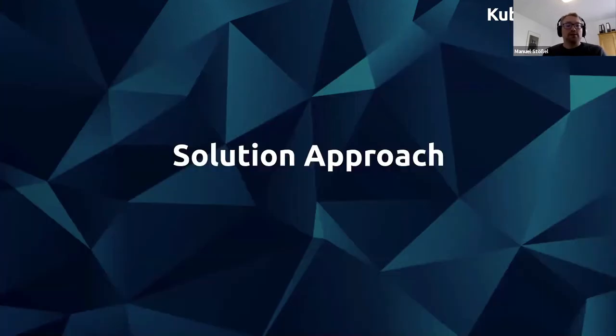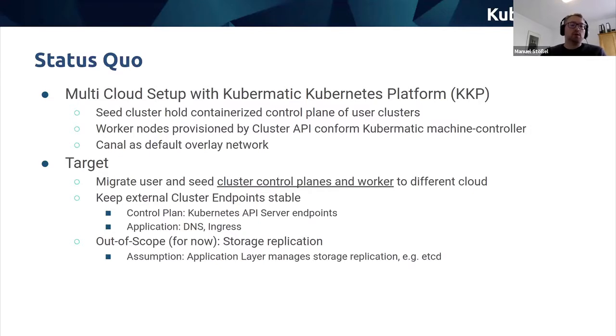So how do we solve for that? The status quo is we'll have a multi-cloud setup with the Kubermatic Kubernetes platform, our open source Kubernetes management platform. And it has a concept of a seed cluster that holds the containerized control plane of the user clusters. The user clusters being the Kubernetes clusters that are managed by KKP. The worker nodes itself are provisioned via the Kubermatic machine controller, which is a Cluster API conform operator that translates a machine deployment object into actual machines, VMs on cloud providers.